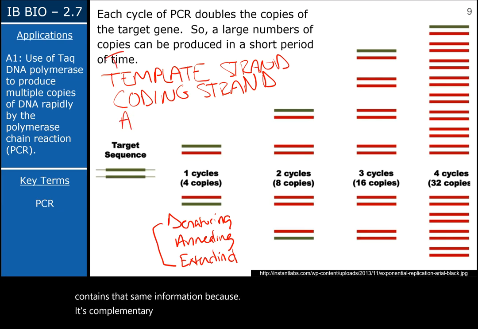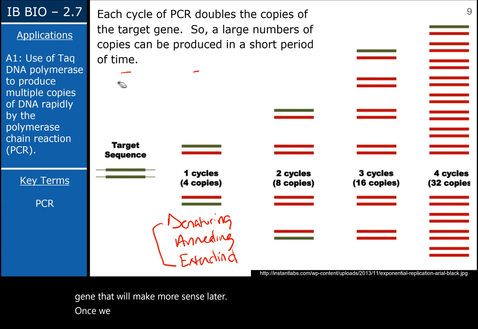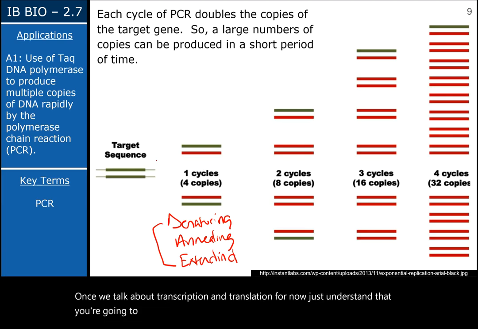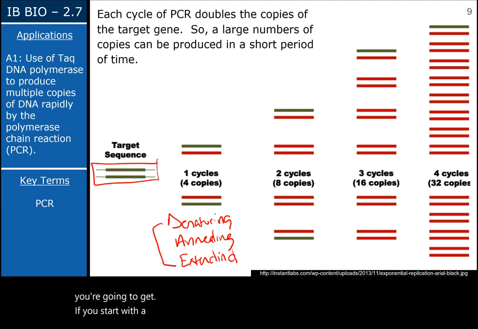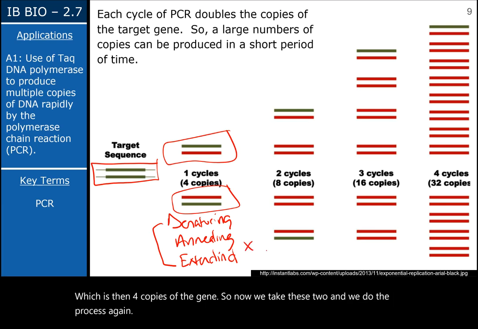So A, T, right, G, C. So if I make the complementary strand to this again and again and again, I get more of the gene. That'll make more sense later once we talk about transcription and translation. For now, just understand that if you start with a double strand, you're going to make 1 copy of that double strand, which is then 4 copies of the gene. So now we take these 2 and we do the process again. And then we do the process again.